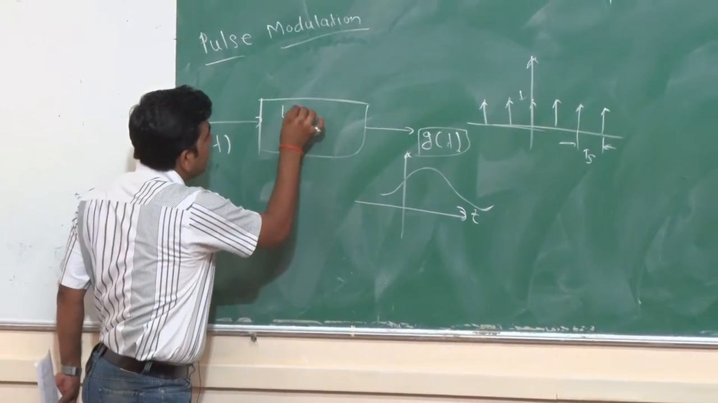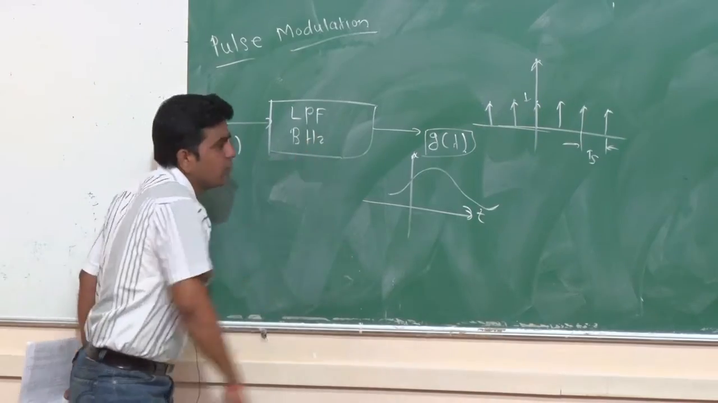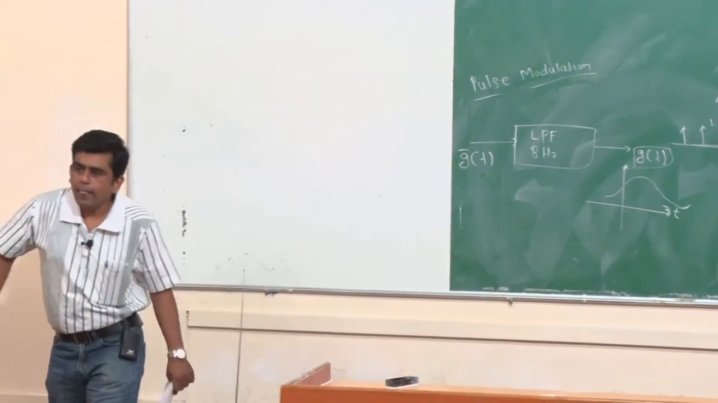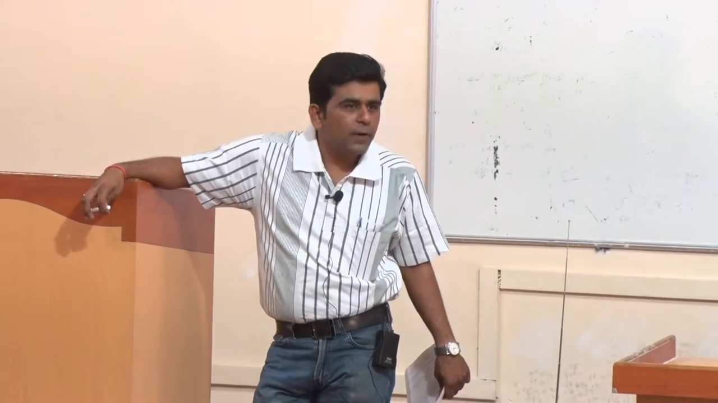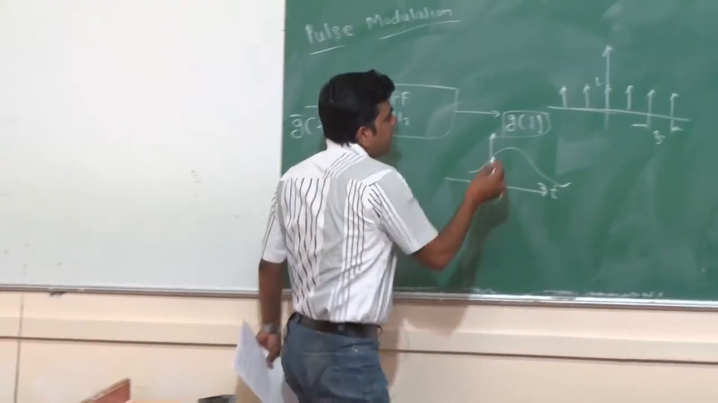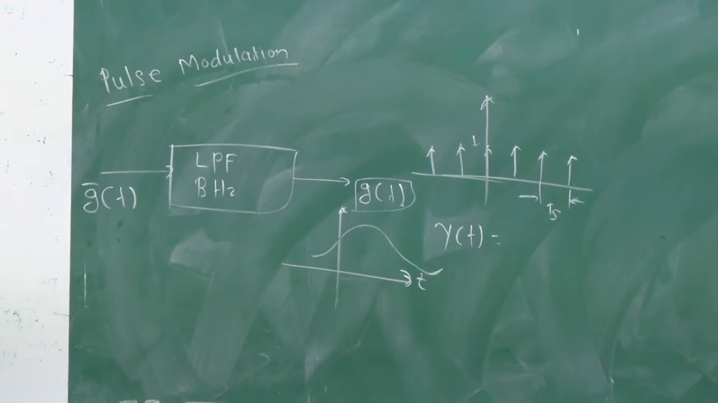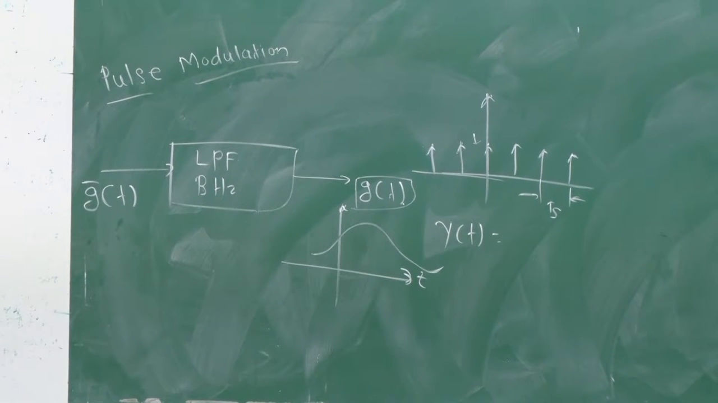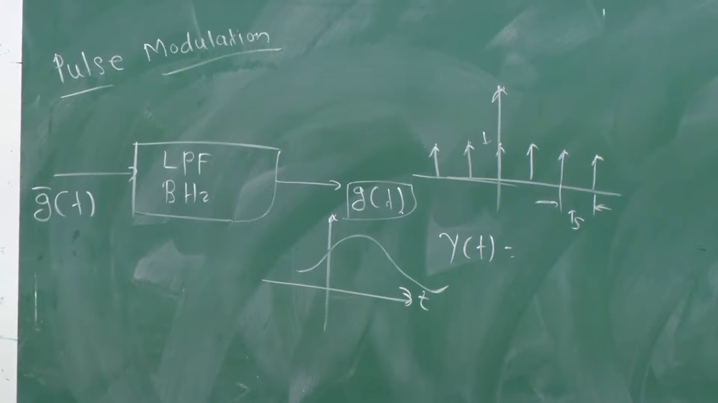So we have to design some low pass filter of bandwidth capital B hertz. This signal is going to be filtered through the low pass filter of bandwidth B hertz. Our target is to construct the original signal g(t) from the sample values g-bar(t). So this is your targeted signal. It will give us the output y(t). Can we reconstruct this signal exactly, or can we use the word approximate?